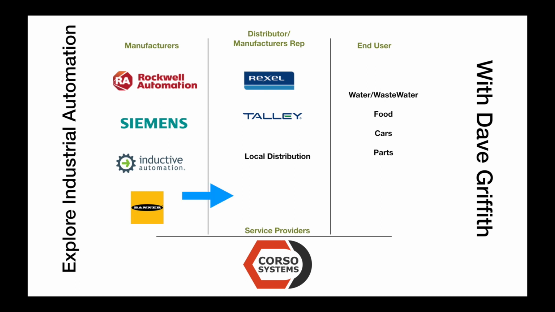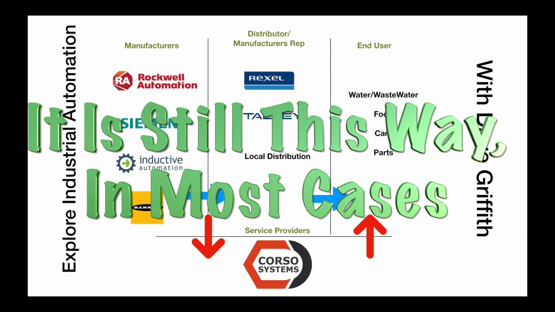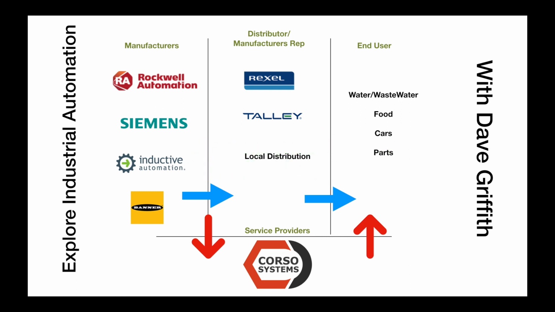Historically, the flow has been that manufacturers sell to the distributors and the manufacturers' reps, and they sell to the end user. Or either the manufacturers or the distributors sell to the service providers, who put together the package, and then help the end user use those products.